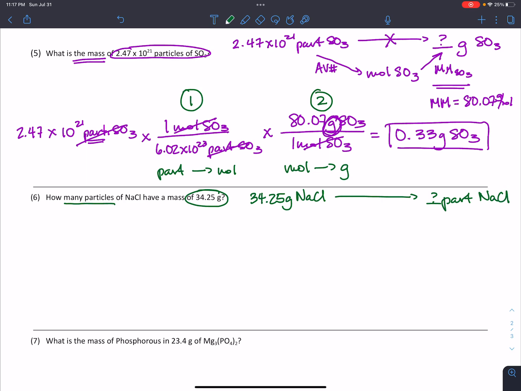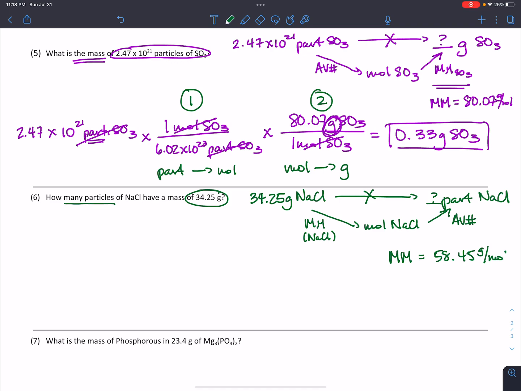As we saw from above, there's no direct conversion factor between grams and particles. So our first step is going to be to take those grams and find moles of NaCl, and then take the moles and convert to particles. So grams to moles means we need the molar mass of NaCl, and then moles to particles means we're going to be using Avogadro's number. For the molar mass of NaCl, we need to use the periodic table again. So we find sodium and we find chlorine, add them together, and we find the molar mass of NaCl is 58.45 grams per mole. So we have everything we need because just as we saw above, Avogadro's number is always 6.02 times 10 to the 23rd.